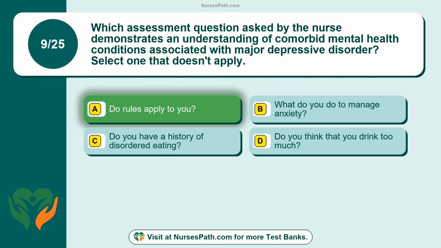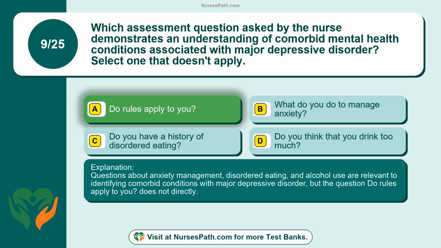The correct answer is option A. Do rules apply to you? Questions about anxiety management, disordered eating, and alcohol use are relevant to identifying comorbid conditions with major depressive disorder, but the question "Do rules apply to you?" does not directly.